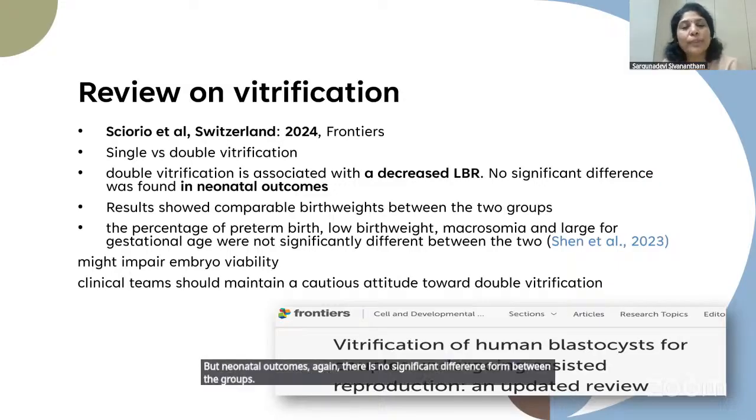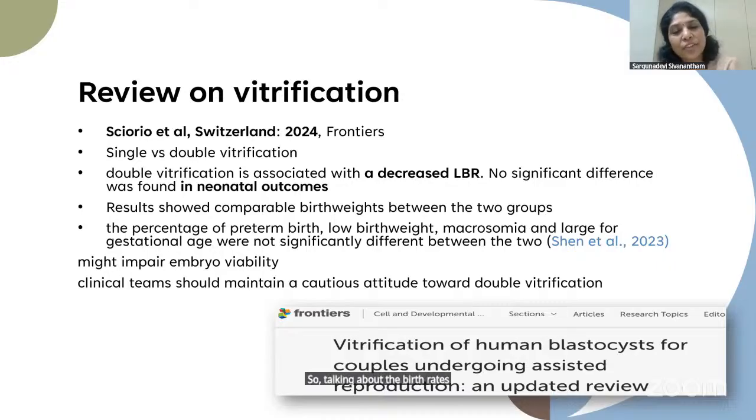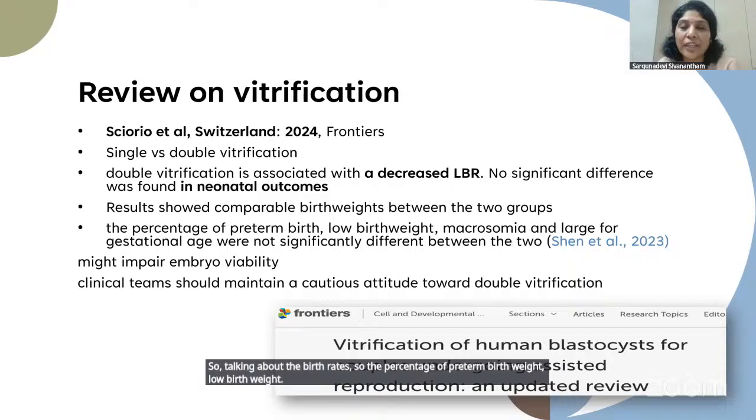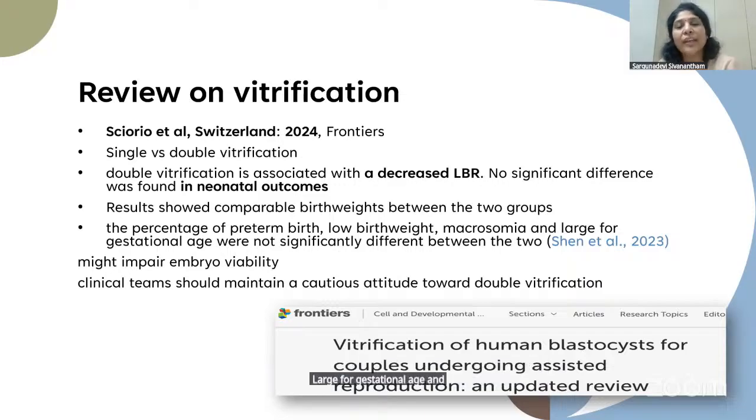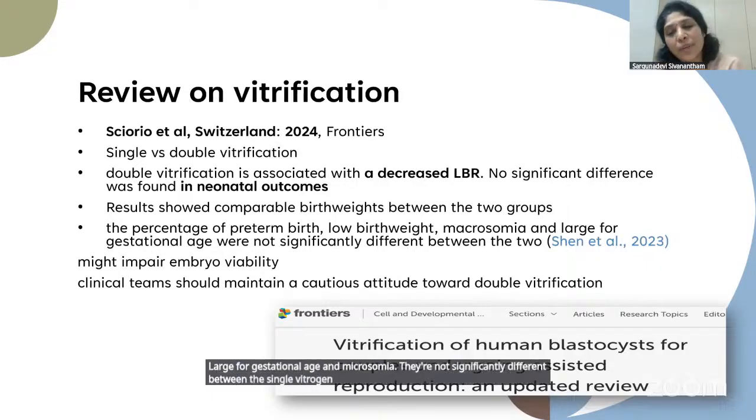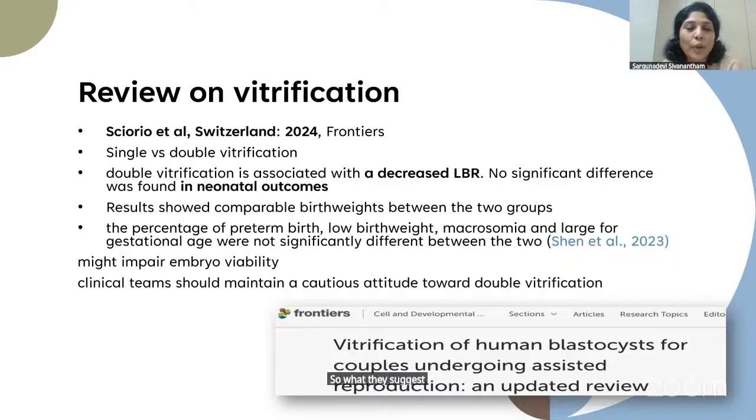So talking about the birth weights, the percentage of preterm birth, low birth weight, large for gestational age, and macrosomia were not significantly different between the single vitrification and double vitrification patients. So what they suggest is the process may impair embryo viability, but we should maintain a cautious attitude towards re-vitrification, double vitrification.